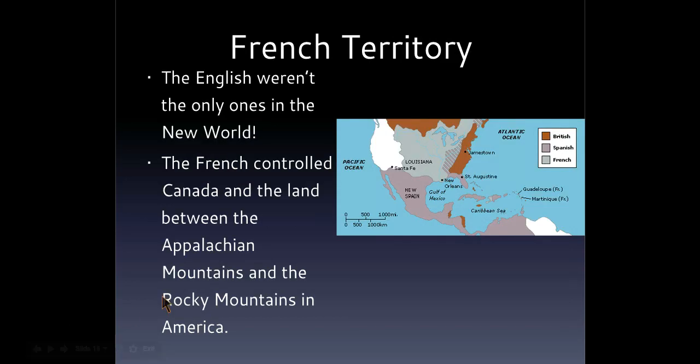Alright, so one thing that I want to make sure that we understand, since we've been talking about Britain so much, is that the English were not the only ones in the New World. The French controlled Canada and the land between the Appalachian Mountains, which is right here, and the Rocky Mountains, which is right here. So think of the Rocky Mountains and the Appalachian Mountains as two natural borders, and in between is French territory.